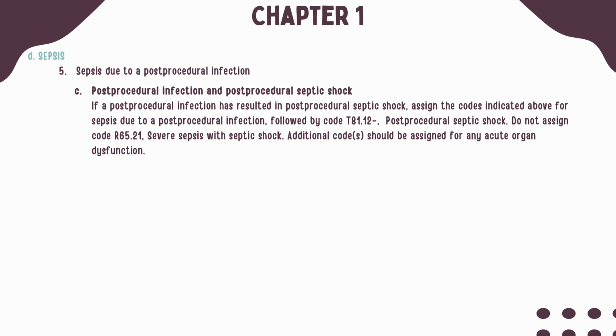If post-procedural infection has resulted in post-procedural septic shock, assign one of the codes mentioned on the previous slide for sepsis due to a post-procedural infection first, followed by code T81.12 for the post-procedural septic shock, along with any codes for acute organ dysfunction. You should not assign R65.21 in this instance.